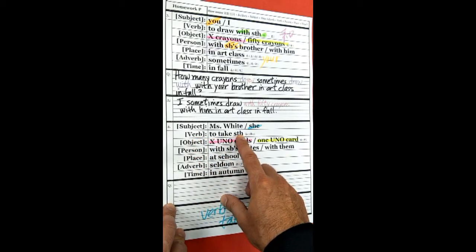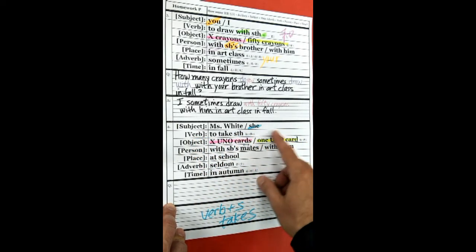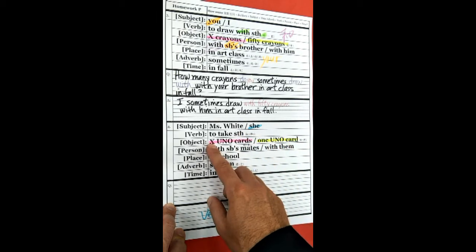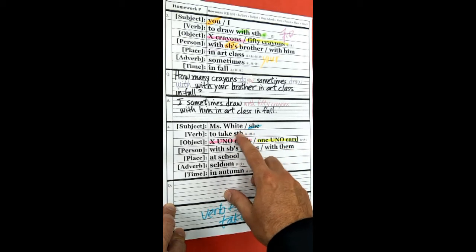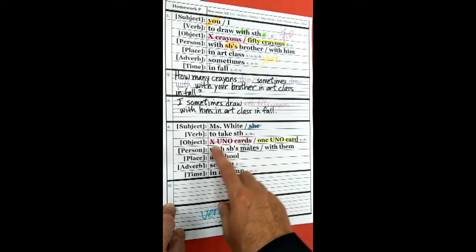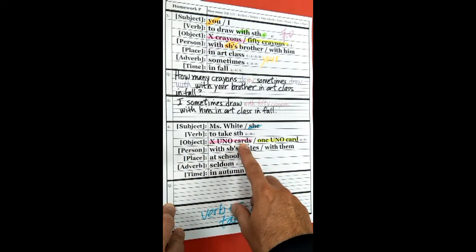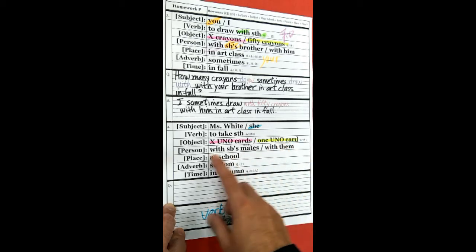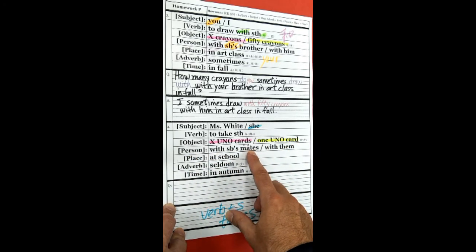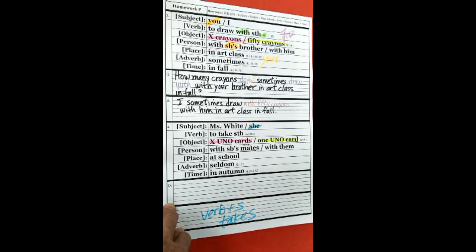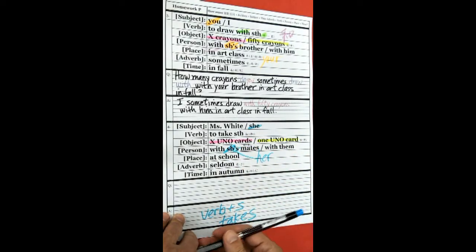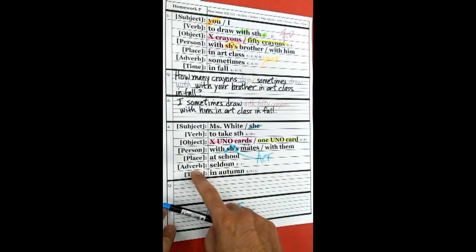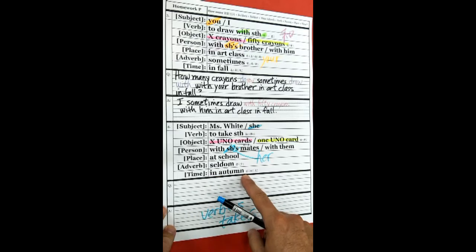Verb, to take something. This something is the Uno card, one Uno card, X Uno cards. So you're going to take an Uno card. Take, the something is the Uno card. Object, X Uno cards, one Uno card. Person, with somebody's mates, with them. All right, well, see this? Ms. White is one girl, so this possessive is her. Place, at school, adverb seldom, time, in autumn.